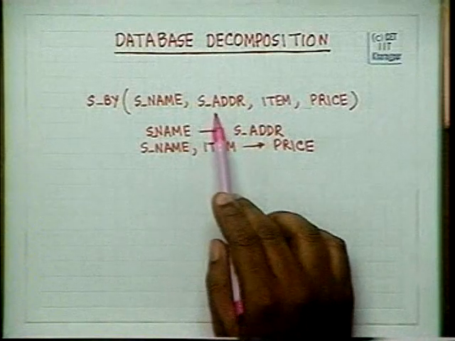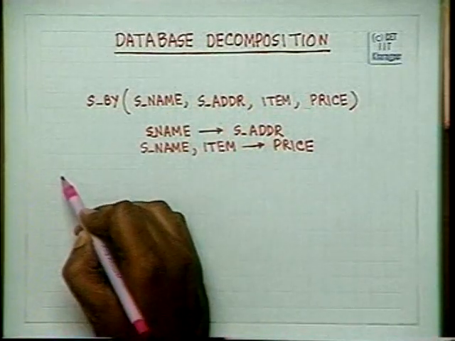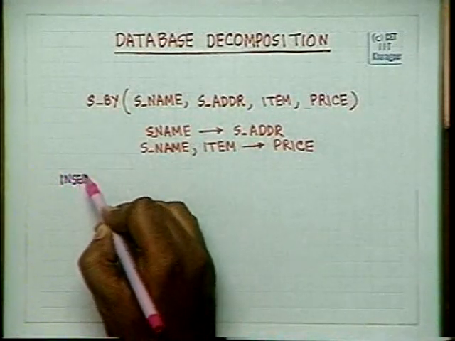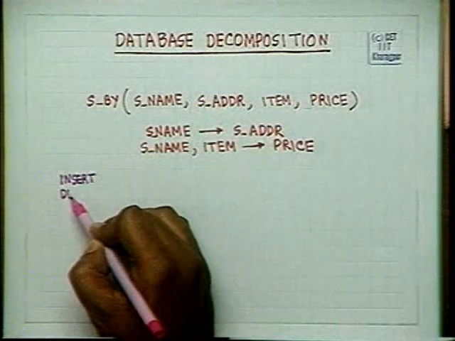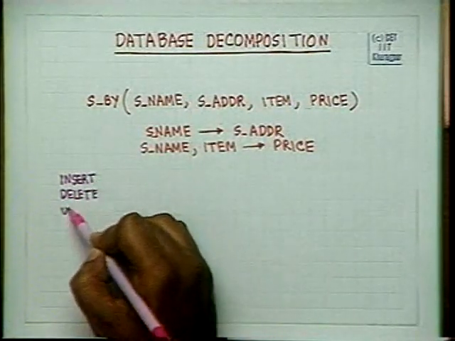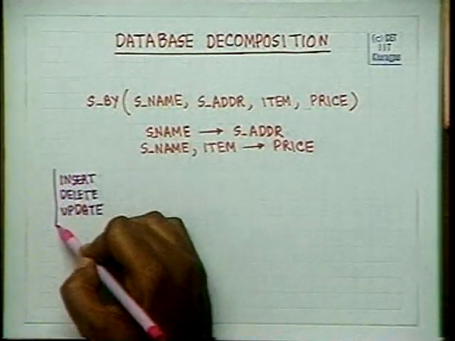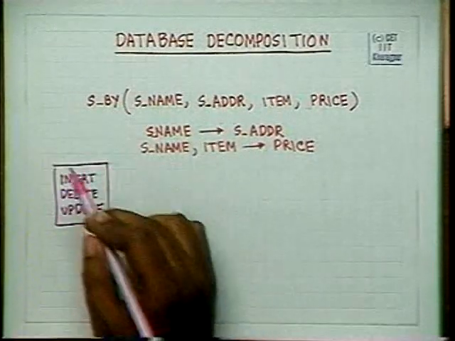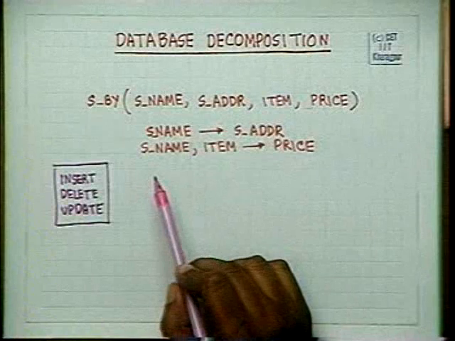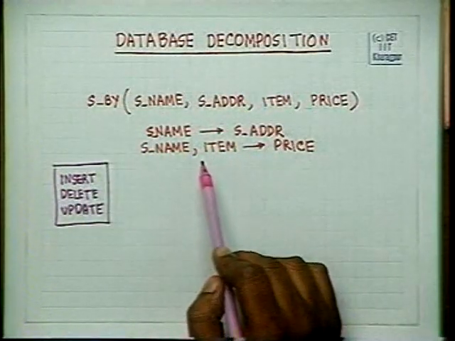This redundant information causes several difficulties, and we studied them as the insert, delete and update problems. These are the three problems which will crop up, and if not handled carefully, they may lead to corruption of the database. In order to maintain these functional dependencies, a lot of checks will have to come up.